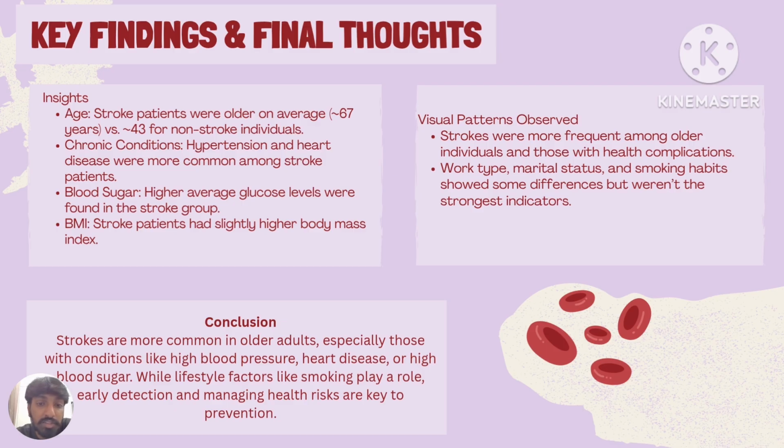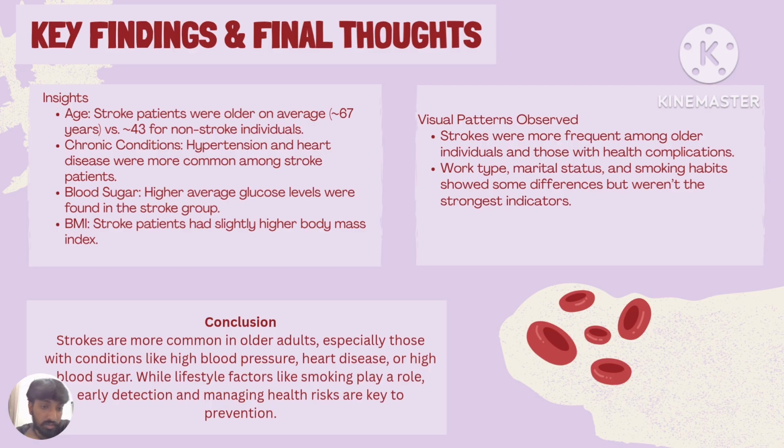The visual patterns observed showed that strokes were more frequent among older individuals and those with health complications. The next factors are work type and marital status. Smoking habits showed some differences but weren't the strongest indicators.